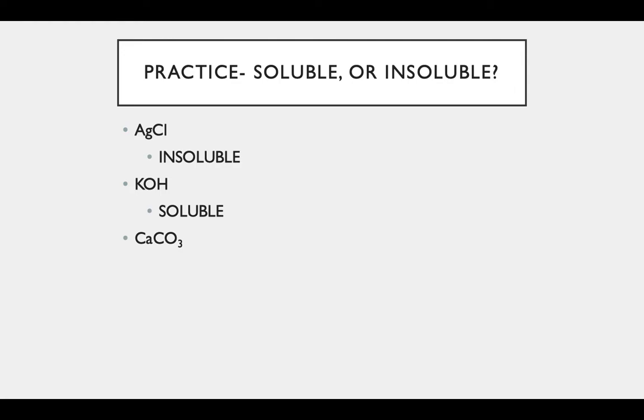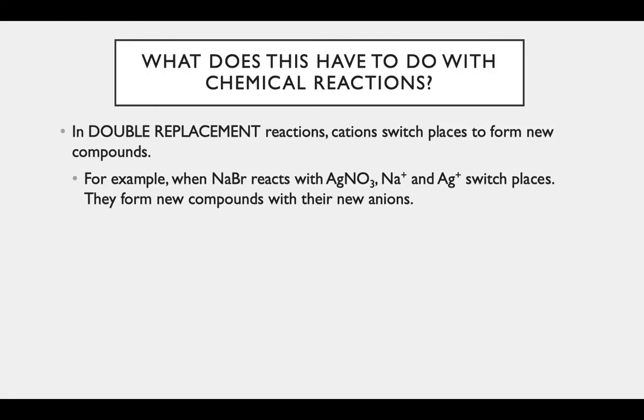Calcium carbonate. Carbonate was on that list of ions that are insoluble unless they're with an alkali metal or ammonium. And calcium is not an alkali metal, so this is going to stay insoluble. Ammonium sulfide. Ammonium was on that list of things along with the alkali metals that's always soluble, so this is going to dissolve. Okay, so what does this have to do with chemical reactions?